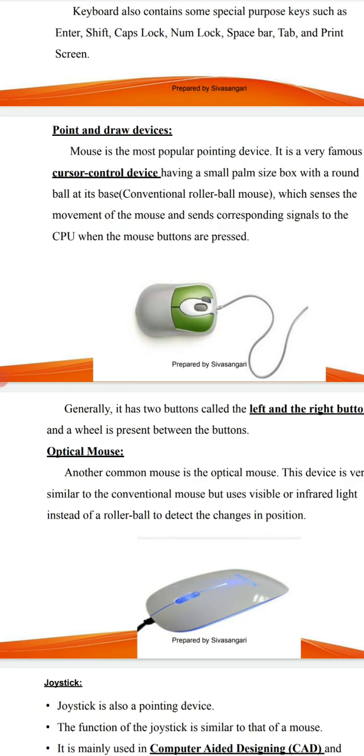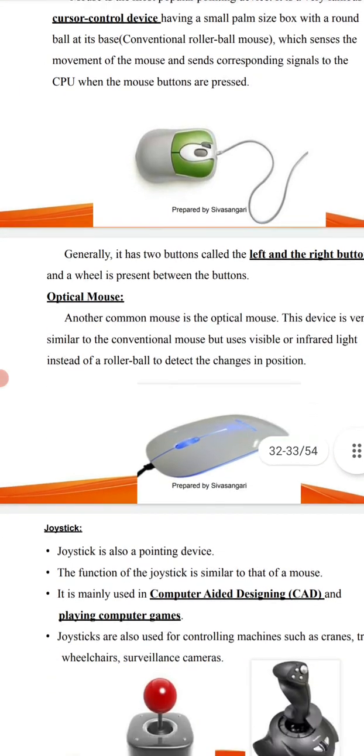Optical mouse uses visible or infrared light instead of a rollerball to detect the changes in position. Conventional rollerball mouse uses a ball under the mouse. So it is like a small palm size box with a ball at its base. It sends the movement of the mouse and sends the corresponding signal to the CPU when the mouse buttons are pressed.